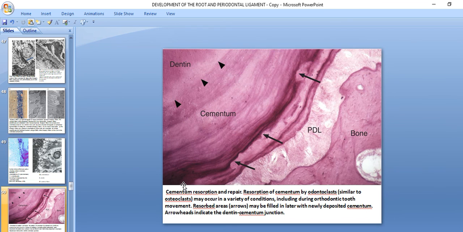And the next is cementum resorption and repair. This cementum sometimes undergoes resorption, and resorption of cementum by odontoclasts, similar to osteoclasts, may occur in a wide variety of conditions, including during orthodontic tooth movement. And here you can see the resorbed areas may be filled in later with newly deposited cementum, and these arrowheads indicate the dentin cementum junction. Here, dentin cementum junction.